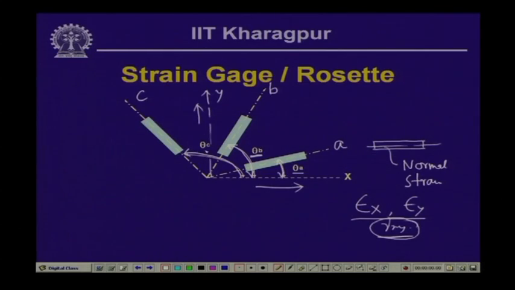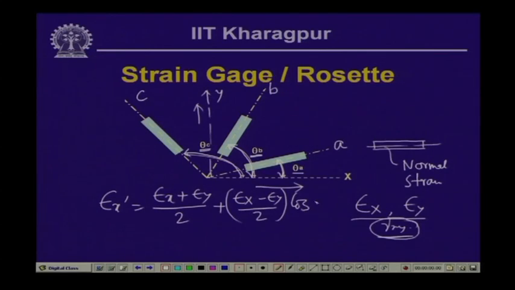is oriented at an angle of theta C, and thereby employing the transformation equation, epsilon x dash equals epsilon x plus epsilon y by 2, plus epsilon x minus epsilon y by 2 cos 2 theta, plus gamma x y by 2 sin 2 theta. This is the transformation equation.